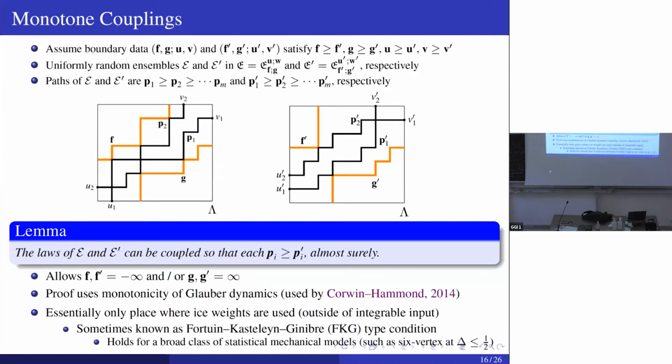First of all, you are allowed to take F, F prime, G, and G prime to be infinity or minus infinity, which is kind of pushing the boundary data off this way or off this way, thereby allowing me to ignore the boundary condition.